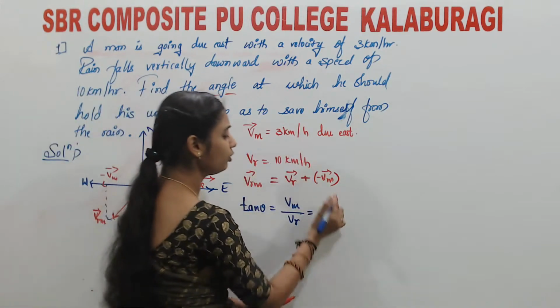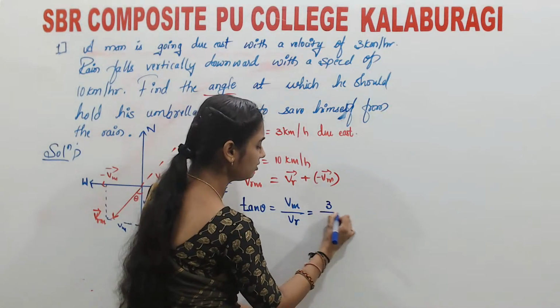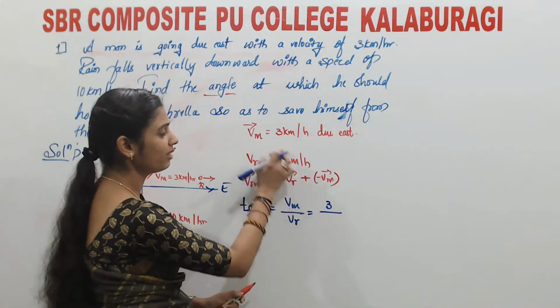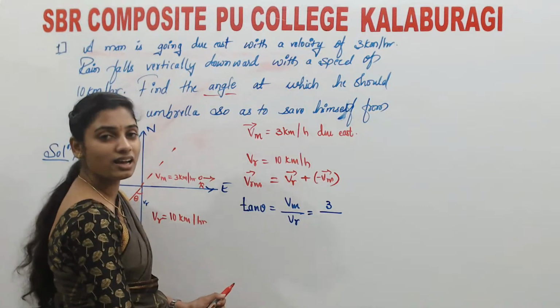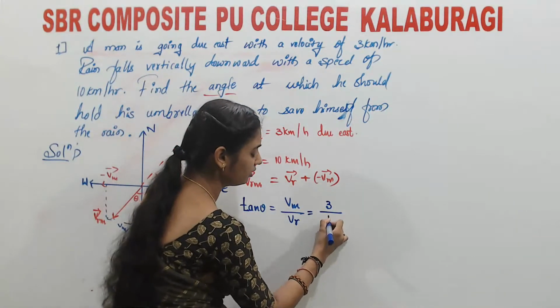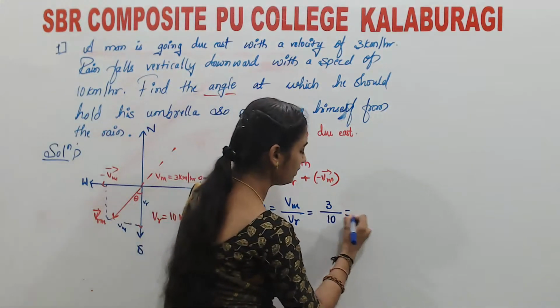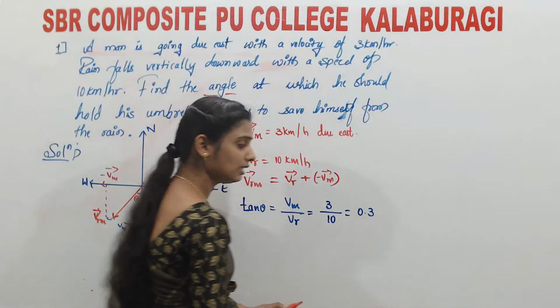They have given 3 km per hour. So let me write down Vm as 3. Both are given in terms of kilometer per hour. So just write down the magnitude 3 divided by Vr, which is the 10 km per hour, 3 by 10. Okay, so now you can write, 3 by 10 is nothing but 0.3.